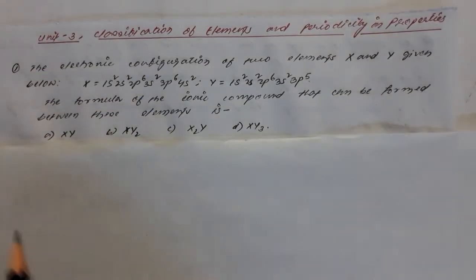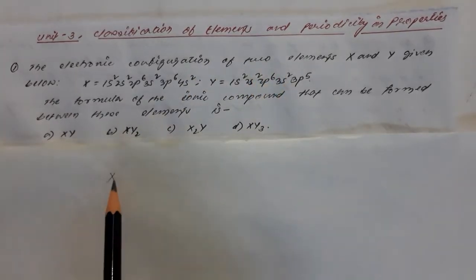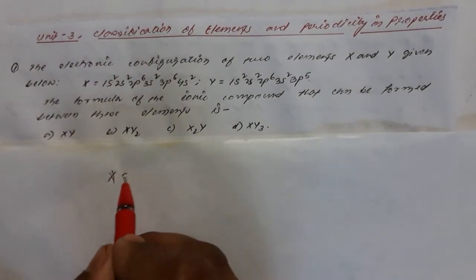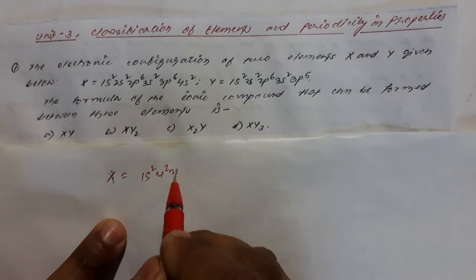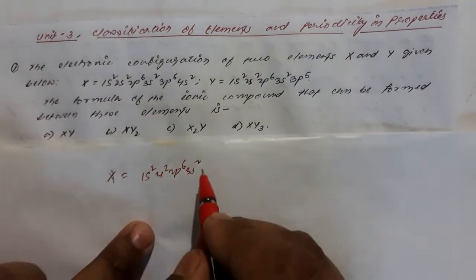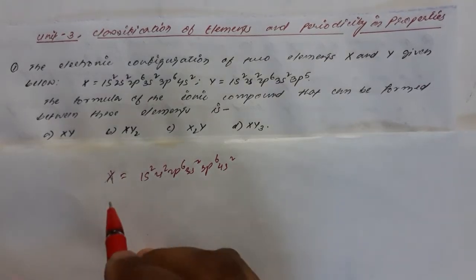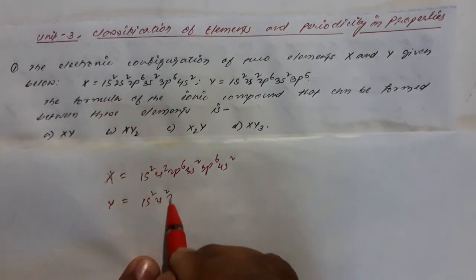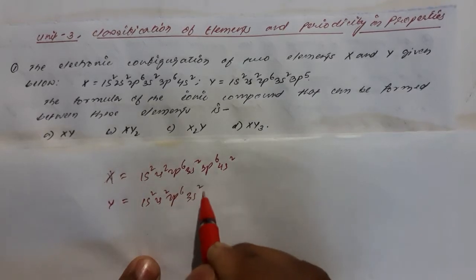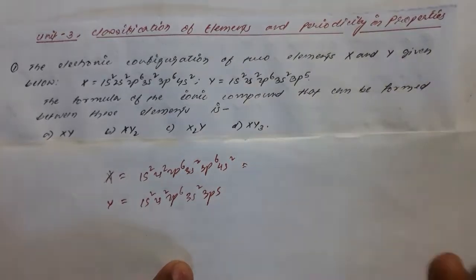And the first question of the session: the electronic configuration of two elements X and Y. One is our X element and another one is our Y. Here X has 1s2, 2s2, 2p6, 3s2, 3p6 and 4s2, and the other element has 1s2, 2s2, 2p6, 3s2, 3p5. Count the total number of electrons here, or without counting also we can do it.